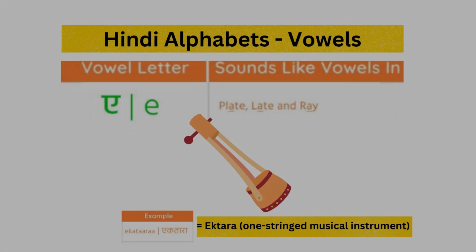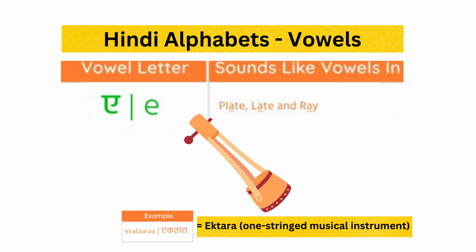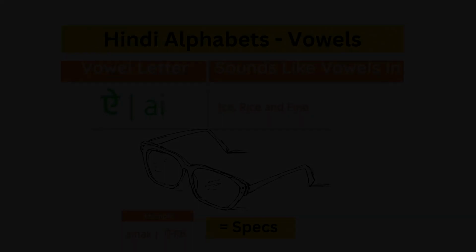The eighth vowel in the Hindi alphabet is E. It is similar to how you pronounce vowels in words like plate, late, and ray. If you notice the sound pattern in these words, the vowel is producing the same sound. The Hindi word ektara, which means a one-string musical instrument called ektara, starts with the letter E.